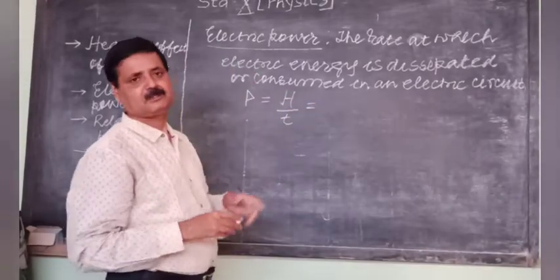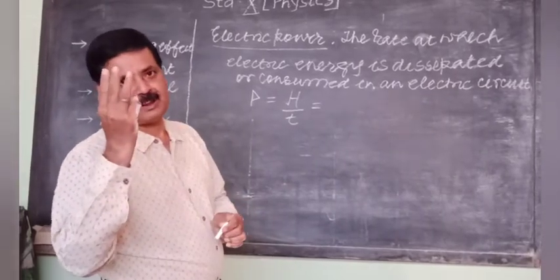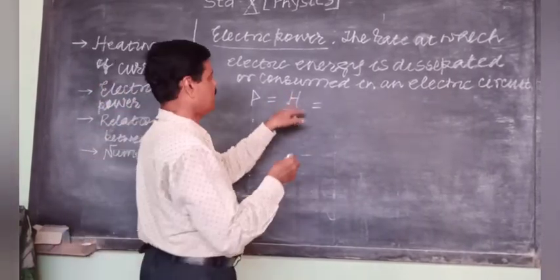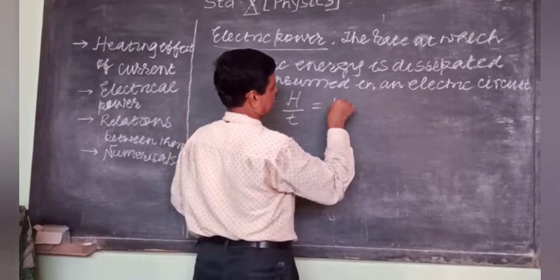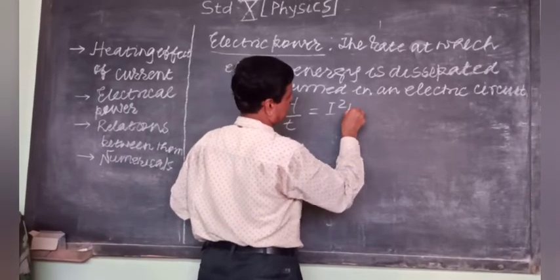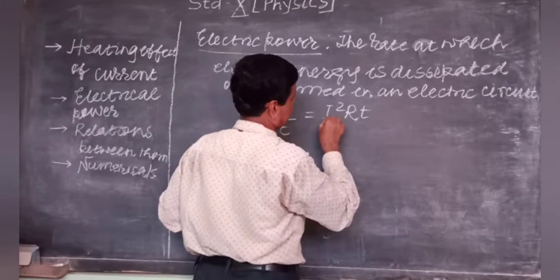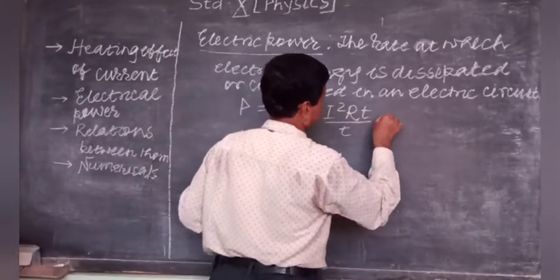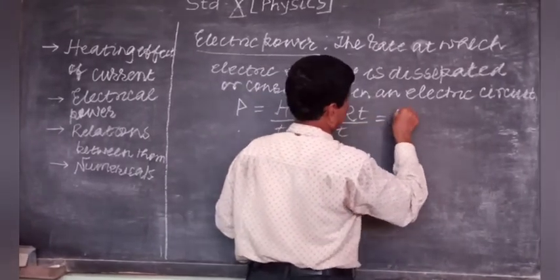We have just seen three formulas regarding H. The first formula was I square RT divided by T, so it can be written as I square.